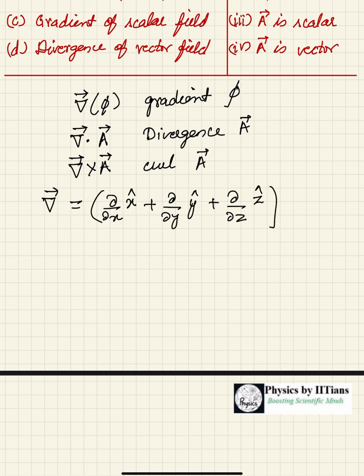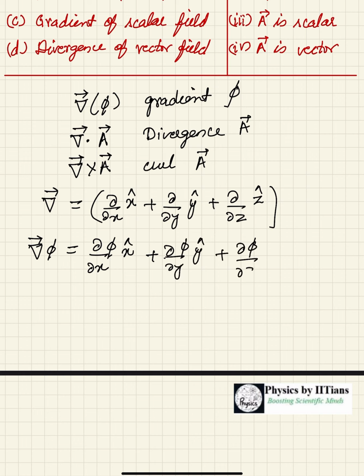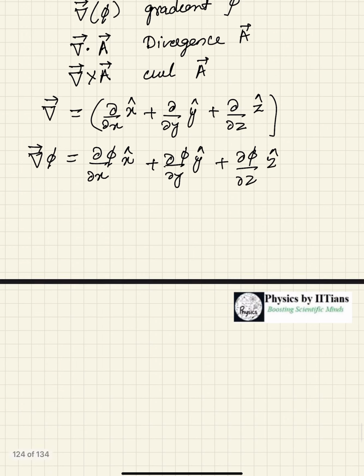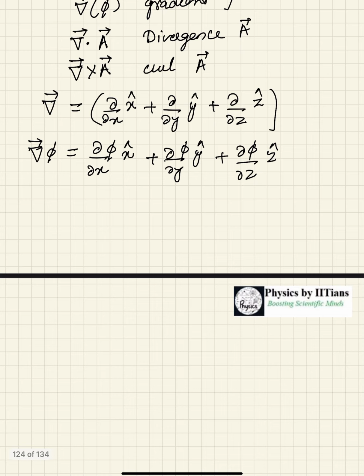अगर आपके पास कोई फंक्शन फाई है तो अगर आपको ग्रेडियंट डिफाइन करना है तो ग्रेडियंट ऑफ फाई आप लिखेंगे del phi. Same, you will multiply this del operator with the phi, so it will be del over del x of phi, this will be x cap plus del over del y of phi, that is y cap, and then you can write del phi over del z, z cap. So this is the gradient of any scalar field. Similarly, this is called gradient.